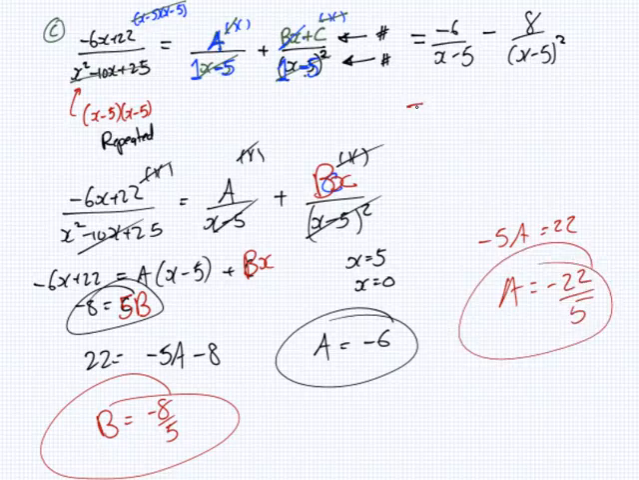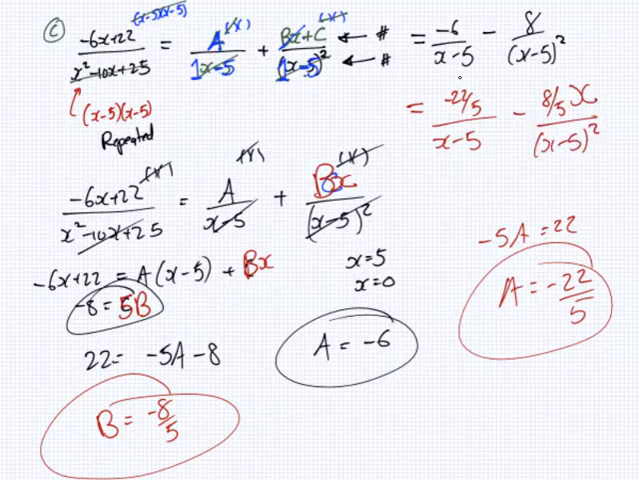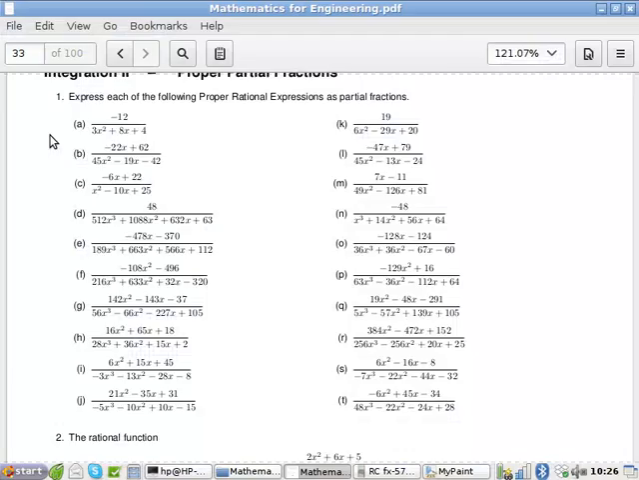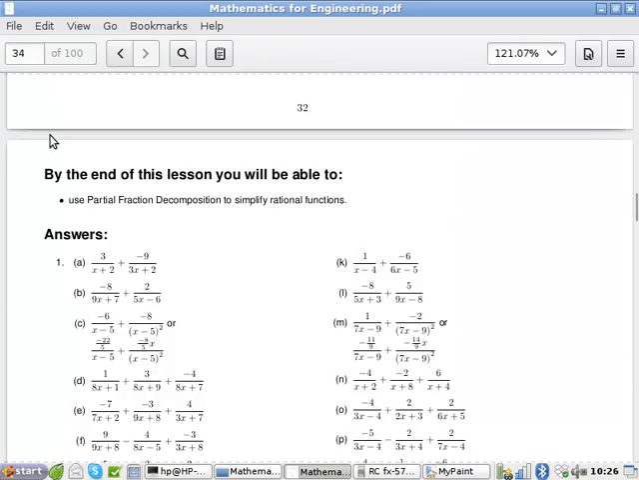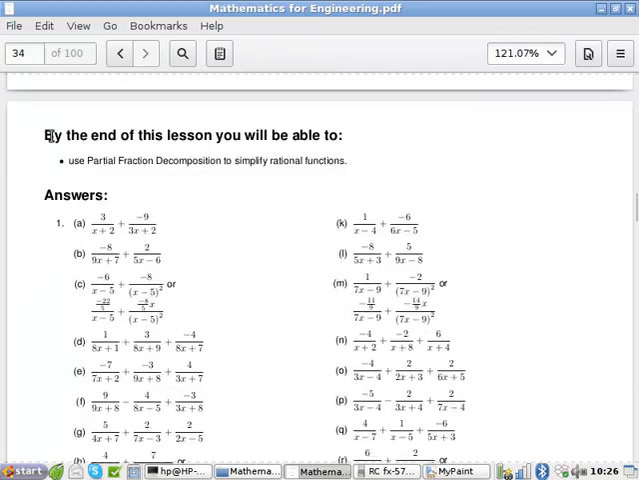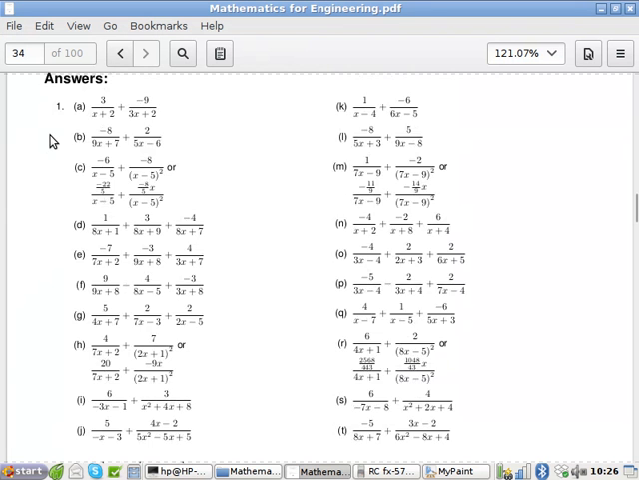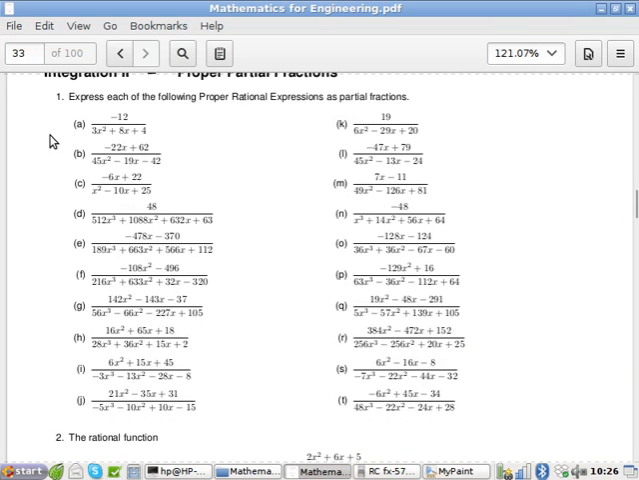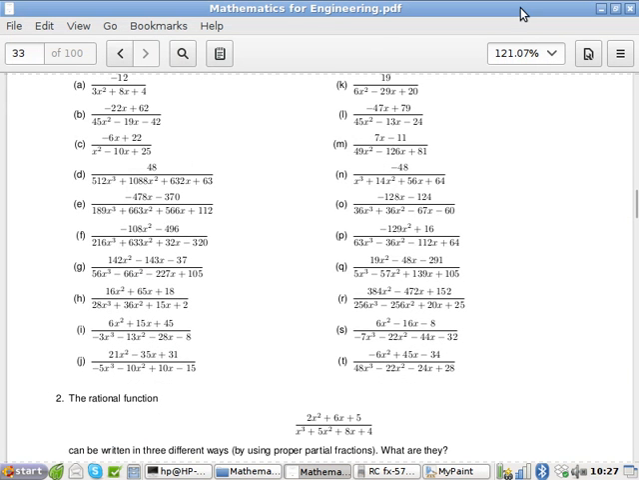So actually the second answer here could have been minus 22 over 5 over x minus 5 minus 8 over 5x over x minus 5 squared. And believe it or not, these two simplify to this, even though they look quite different. They still simplify, which I think is very interesting. Okay, let's see next one. We'll do one with a cubic in it now, like d. So maybe you want to write d down here.